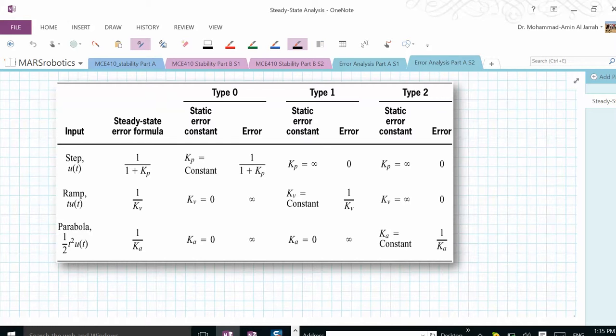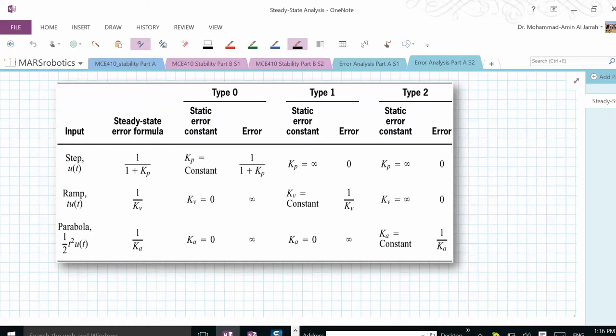Okay. Now, if we have a ramp input, what is Kv here? For type 0 system, 0. For type 1 system, it is constant, Kv is constant, and the error is 1 over Kv. For type 2 system, Kv is infinity, and the error is 0.